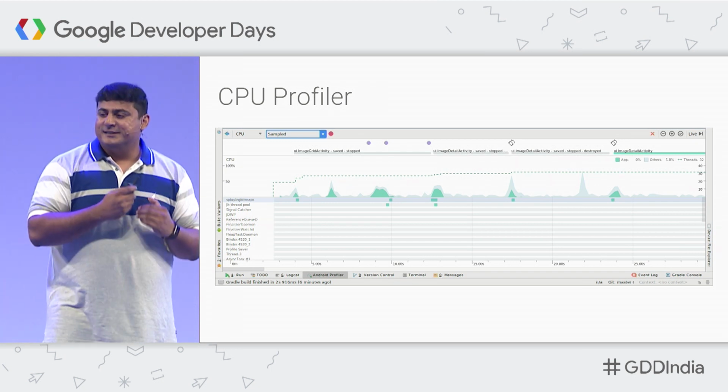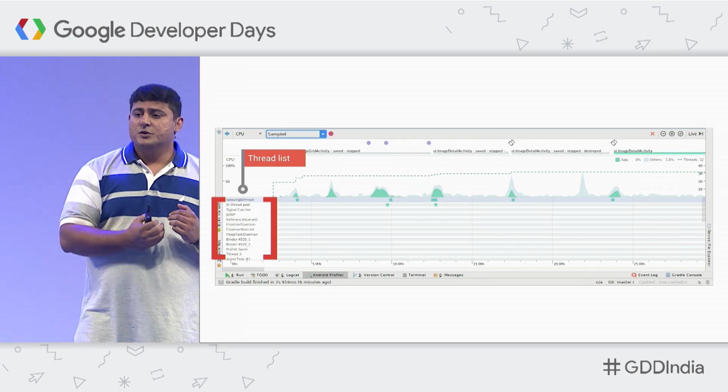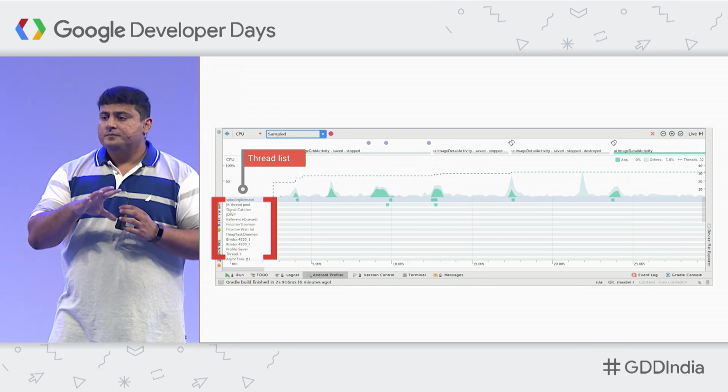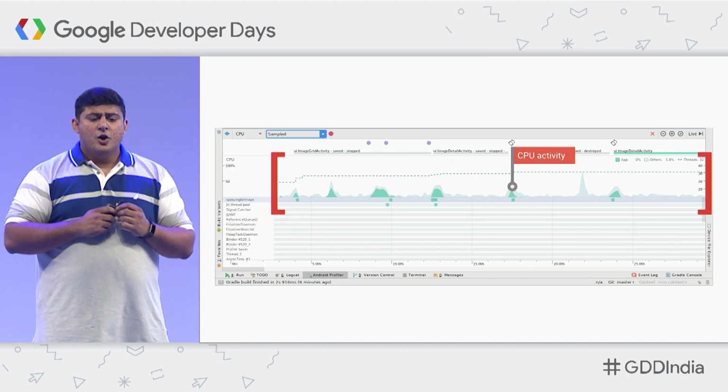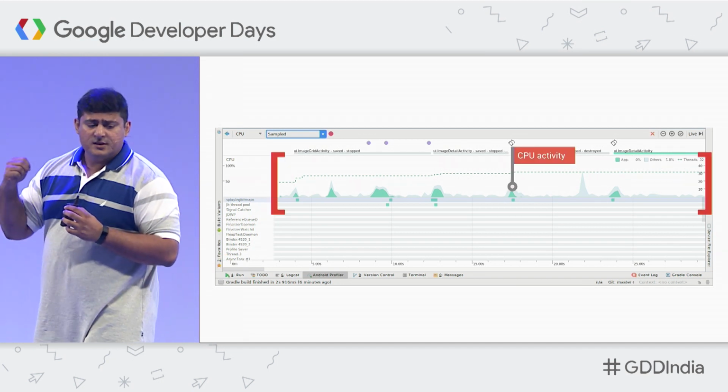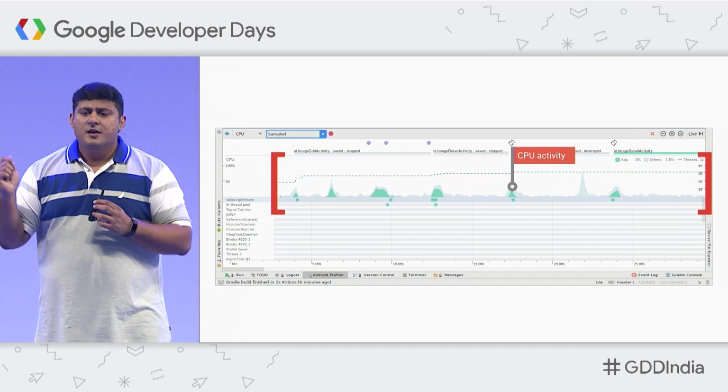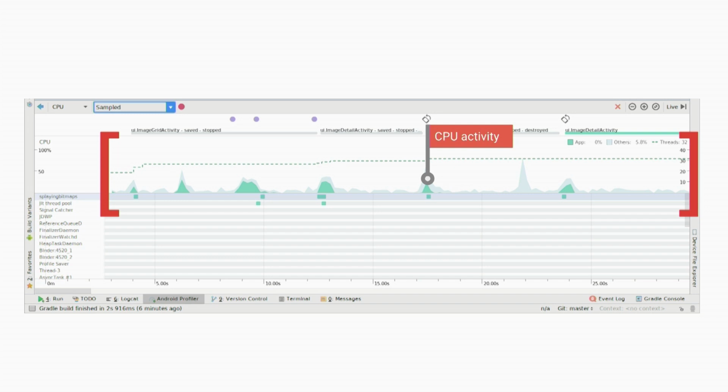Now, let me walk you through some of the sections here. You have the thread list, which is all the threads that were running in the timeline. You have the CPU activity, which has three things that you can very quickly look at. The green is how the CPU is used by your application. The lighter green shows how CPU is used by the system, so you can make a correlation of how you're contributing to the system's load. And also the number of threads that are running on the device. The dotted line represents the number of threads. So you can sometimes relate that, oh, there are more threads running right now, so my CPU is spiking. The system's not loaded, but my app is using a lot of the CPU, things like that.